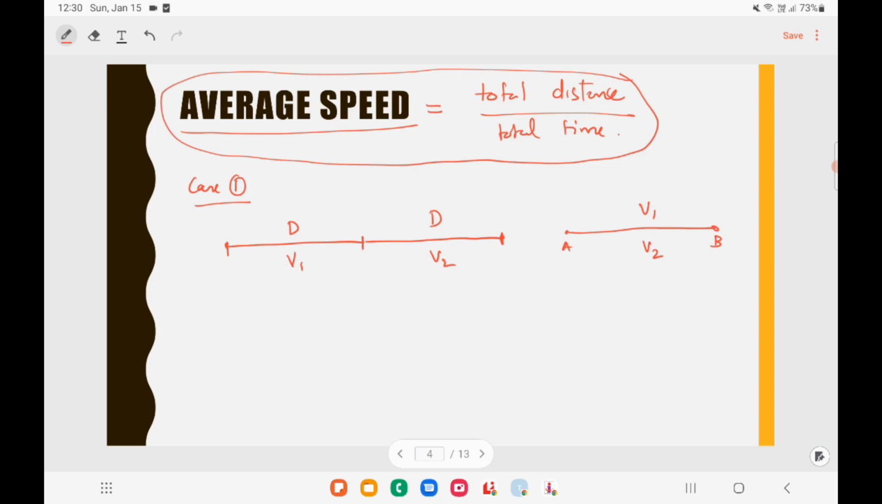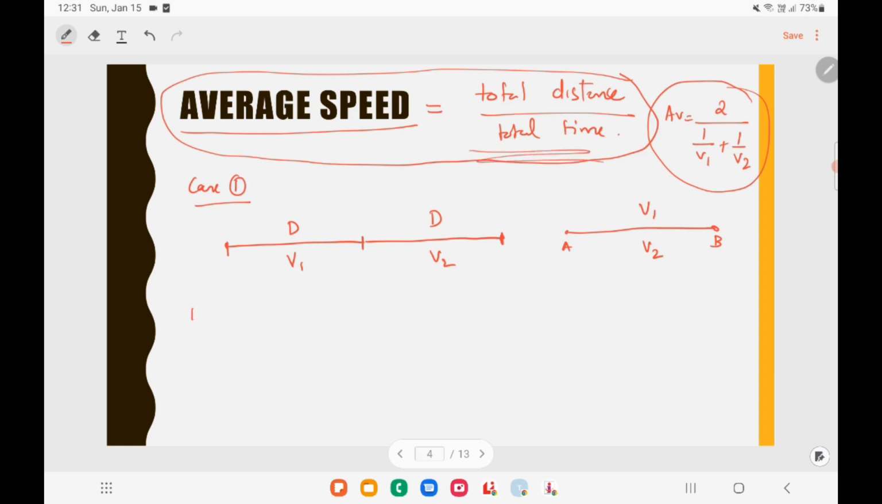What is the average speed when a car travels equal distances at different speeds? Here there is a formula, but you don't need to remember it: average speed is equal to 2 divided by (1 by v1 plus 1 by v2). This is the formula for average speed here, but I will tell you how you get it. You don't need to remember this formula. Just remember total distance by total time.